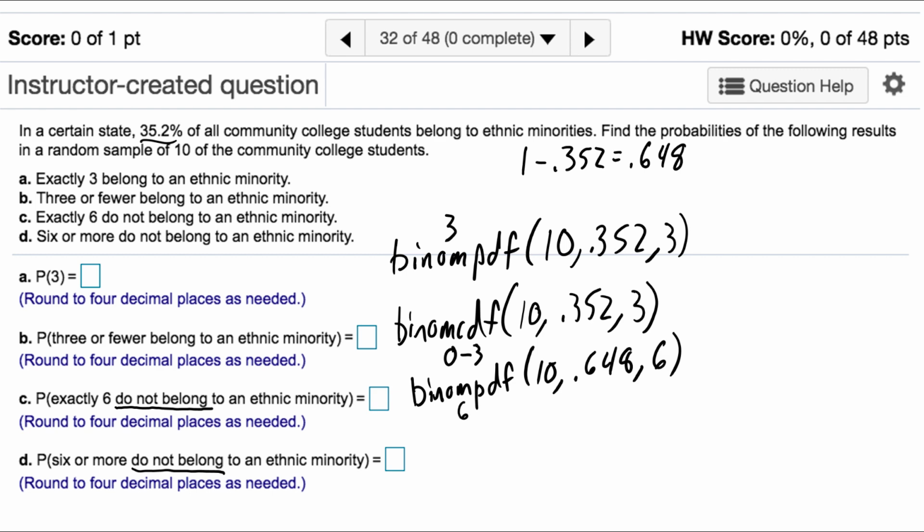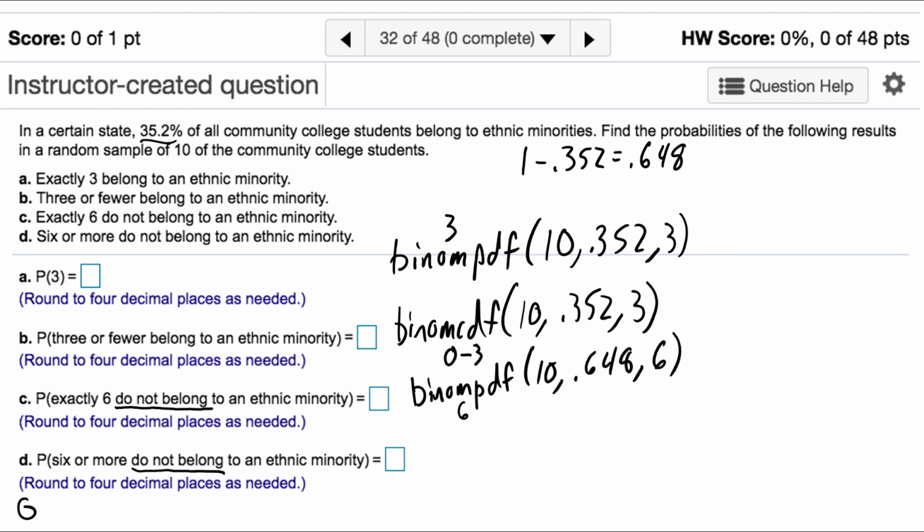Last one, the probability that 6 or more do not belong to an ethnic minority. Again, we're looking at 10, so that's going to be somewhere between 0 and 10. There could be 0 people. That looks like a 6.